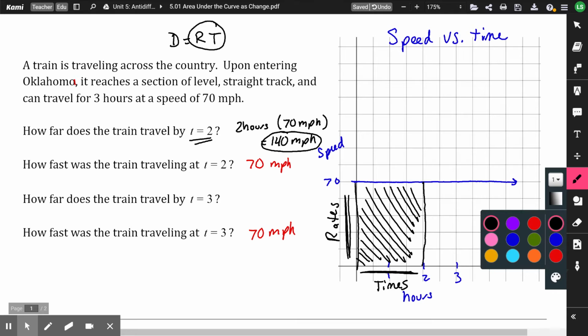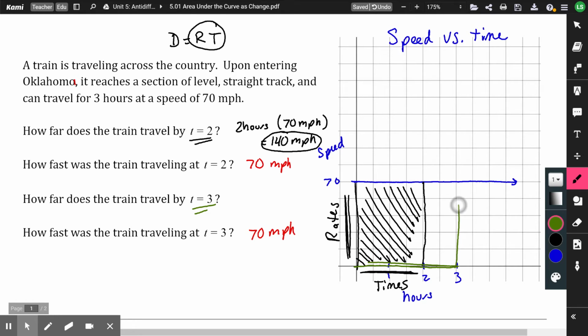To answer the other question about how far we have traveled by t equals 3, we would consider what happens over the course of 3 hours traveling at 70 miles per hour. So this area of length times width would represent how far the train has actually traveled. The 3 hours times 70 miles per hour would be equal to 210 miles.